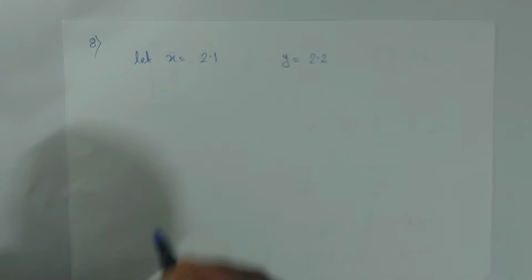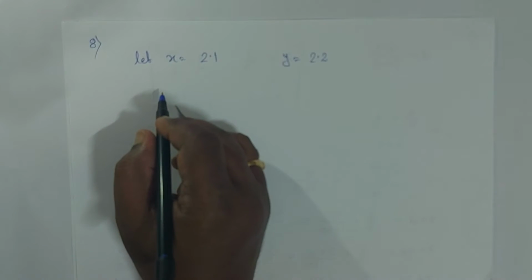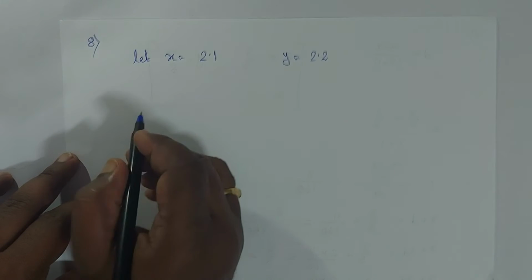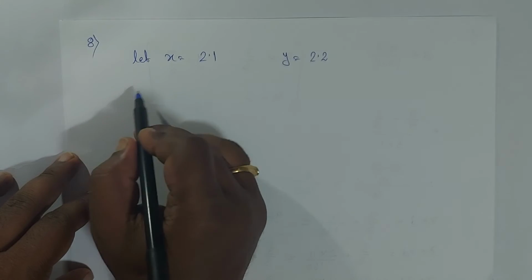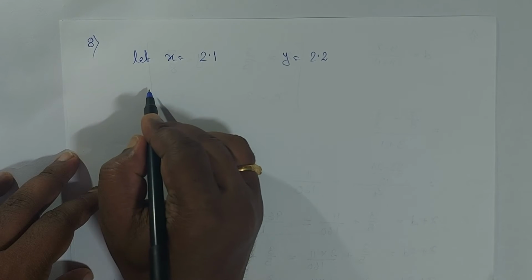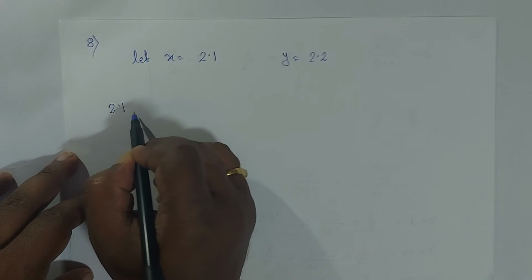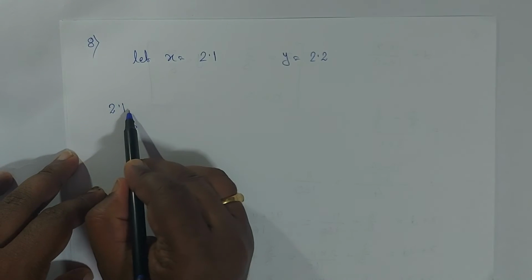Here we need 16 rational numbers. How many rational numbers do we want? Total 16 rational numbers we want. So 16 means here 16 rational numbers we want. So that means, see, 2.1 and 2.2, 16 rational numbers, 2 digits here.